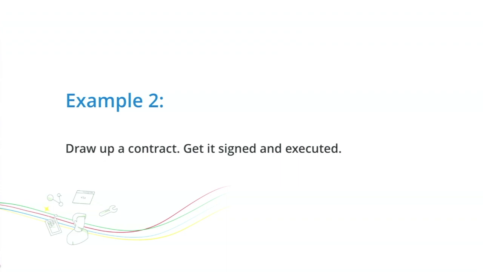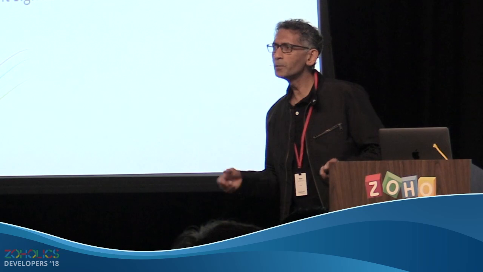So let's take another example. This is a common one. I deal with this every day, actually. You work with your customer on a contract, and then you want to execute the contract. You want to get it signed. You want to get it executed. How do you go about it?